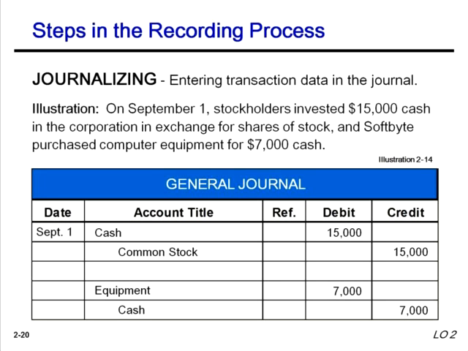Next transaction, SoftBite purchased computer equipment for $7,000 cash. So what we have here is two assets. We have equipment, which is an asset, which is going up, and another asset, cash, which is going down by $7,000. So equipment we will debit for $7,000, and cash we will credit for $7,000.